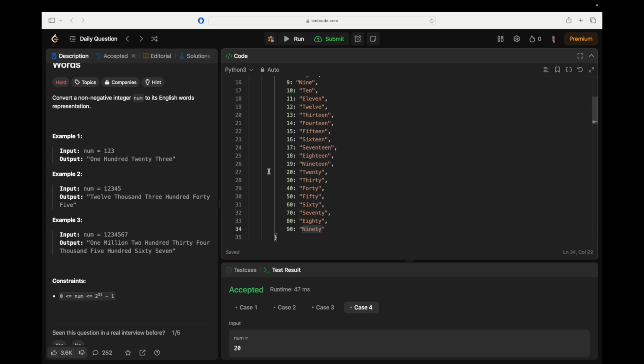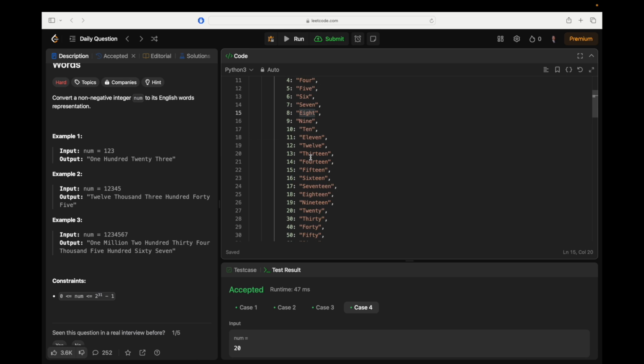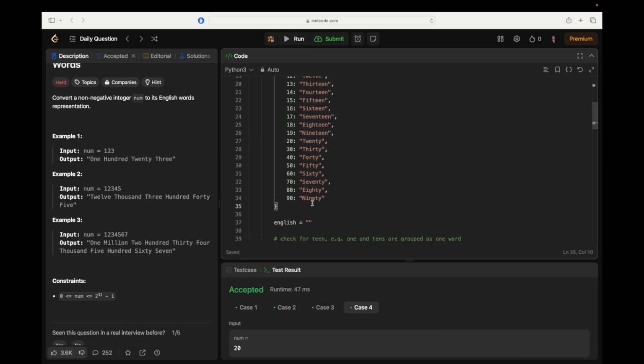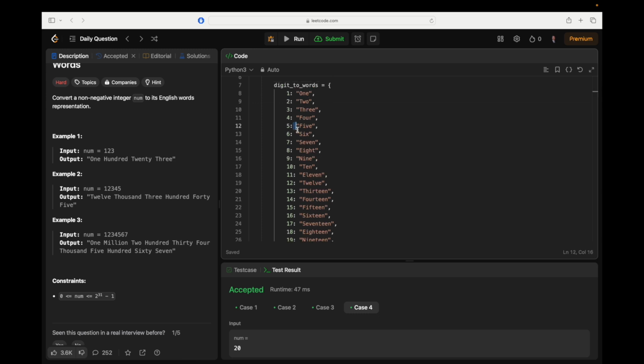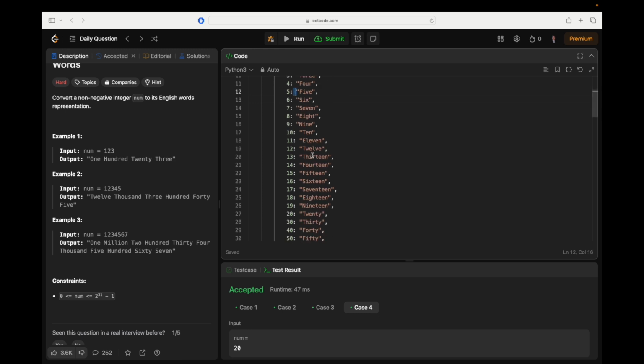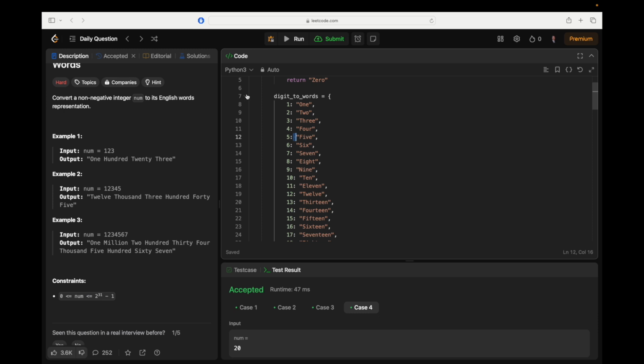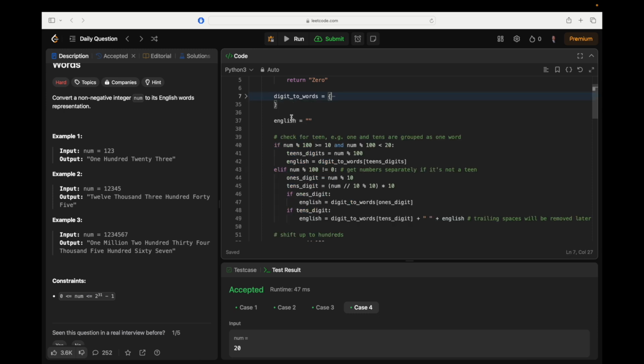Otherwise, you can just go back to here. So ones digit, get the ones. Then you have the teens in case you group together the tens and the ones. Otherwise, you group together one of these tens places with one of the ones. And then when you get back up to the hundred, you're back to the singular ones. So those are all the words that you're going to need. So digit to words, that's the map that I came up with.